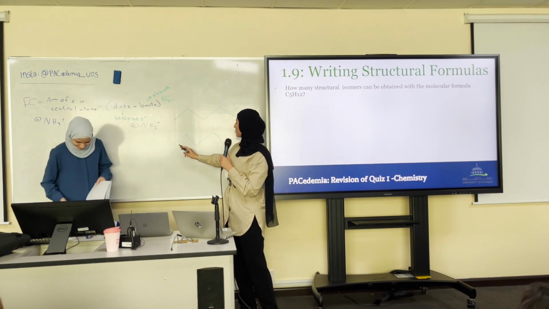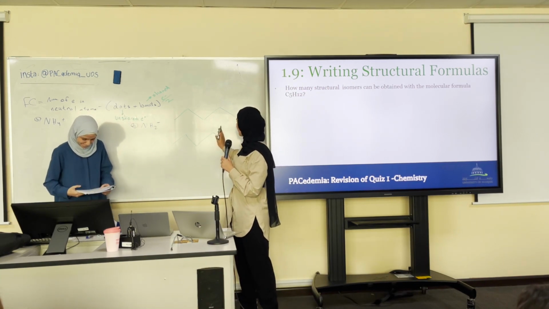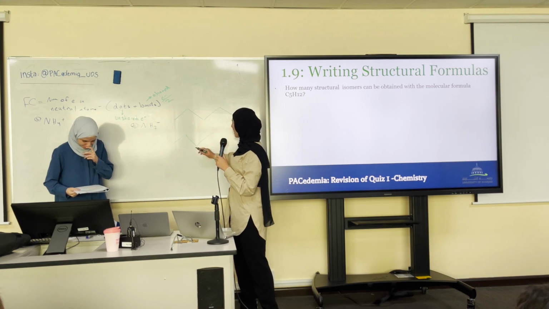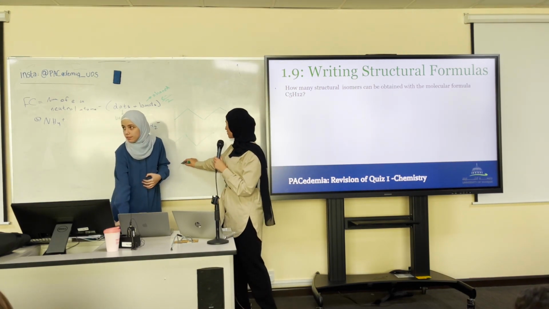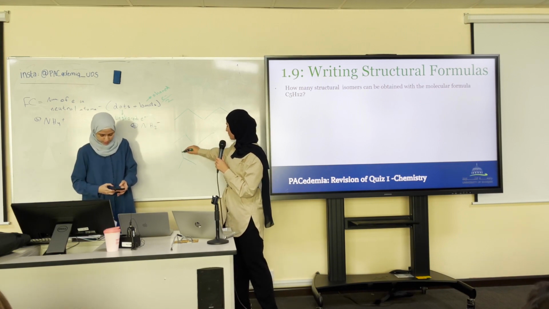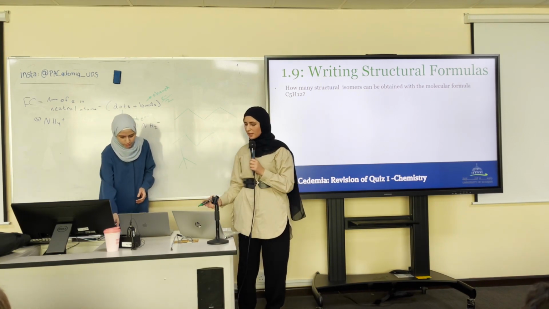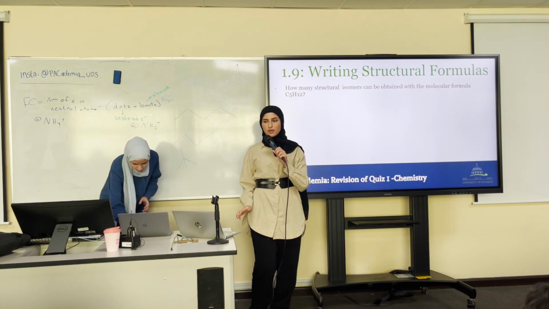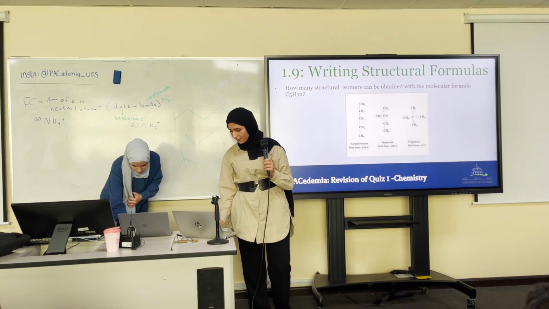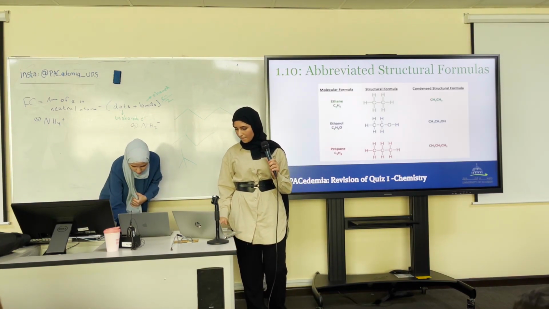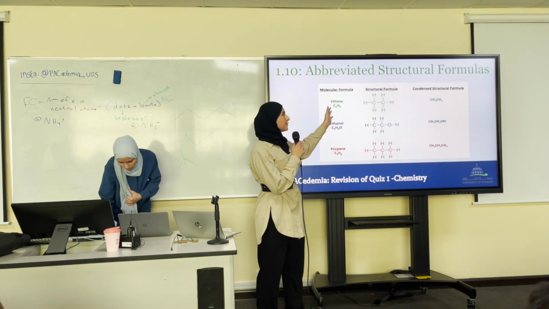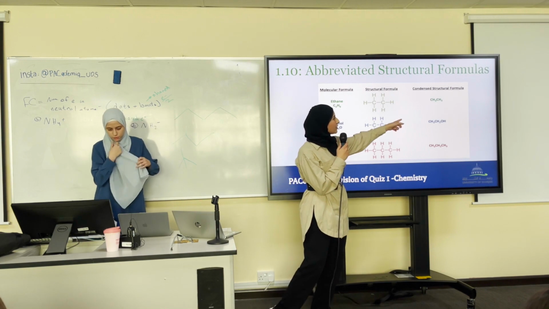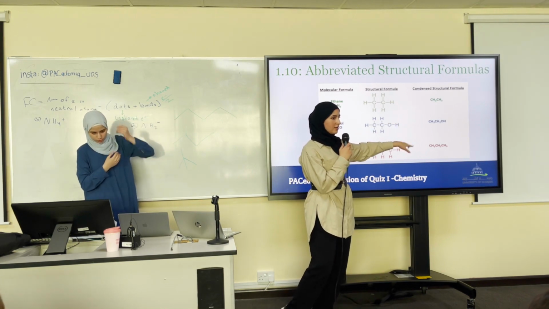Okay, so we have 1, 2, 3, 4, and then we have a methyl group on the side. Or we can also have a propane, which is 1, 2, 3, and then we have 2 methyl groups. So as you can see, how many structural isomers can we form? 3. Okay, so for this lesson, abbreviated structural isomers, just know the condensed structural formula looks like this.